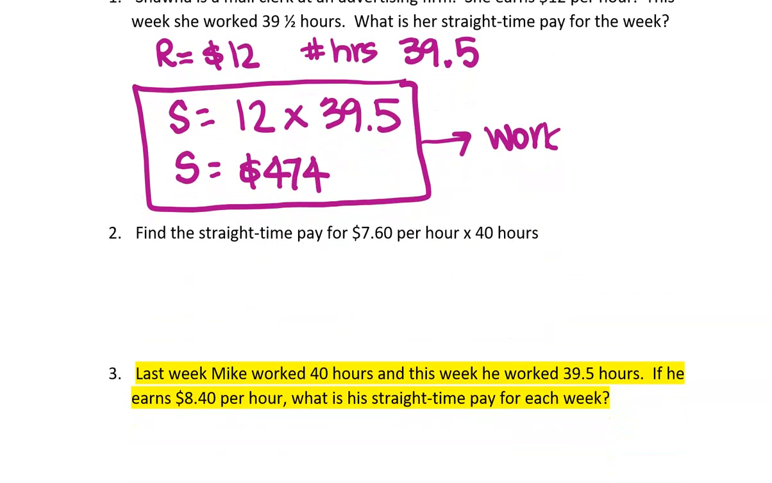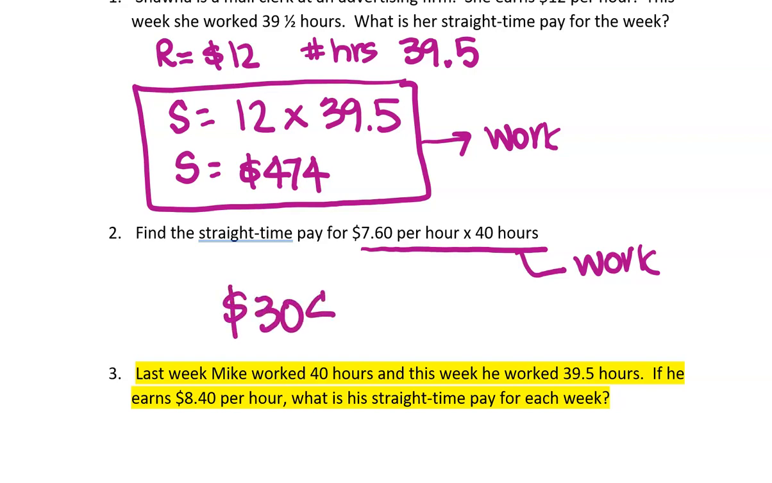Second question, find the straight time pay for $7.60 per hour times 40 hours. Now on this one, the work is really already shown, so you don't have to show me that again. You could just say, oh, all I need to do is multiply 7.60 times 40. So for this one, the answer that you could write is $304.